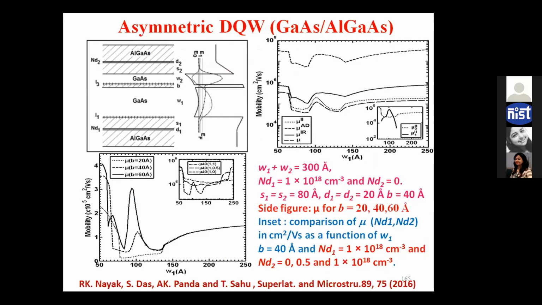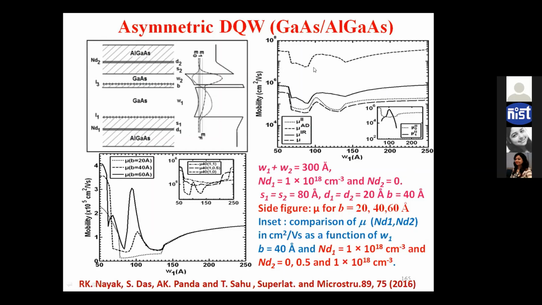So you can see here, when W1 plus W2 is 300, it is kept fixed. That means as we change W1, accordingly we keep W2. For example, when W1 is 200, then W2 is 100. And we dope only in the left barrier, this side, ND1, there is bending, and there is no doping in the right side, that is ND2 equal to 0, and it also gives very oscillatory behavior.